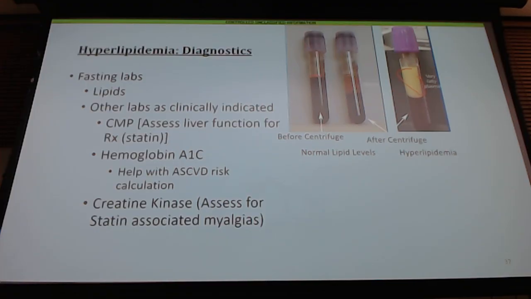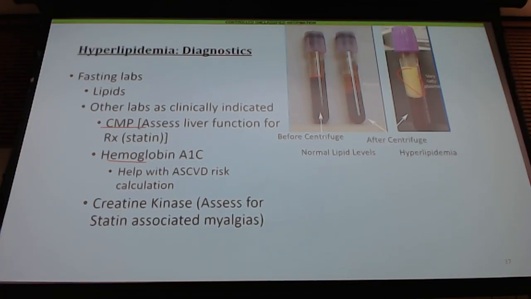Other labs that you're going to want to get are looking at their liver function and their kidney function, so getting that complete metabolic panel. I want to see what their liver function is looking like at baseline, especially if I'm going to be putting them on a medication like a statin. I want to know their baseline liver function, because what if they have fatty liver disease? Maybe they're not going to be able to tolerate that statin therapy like I would hope for them to do.